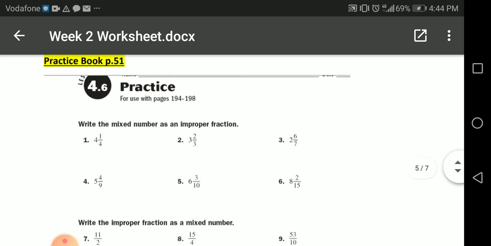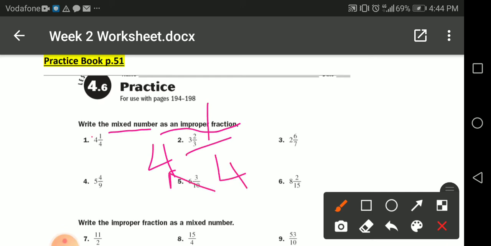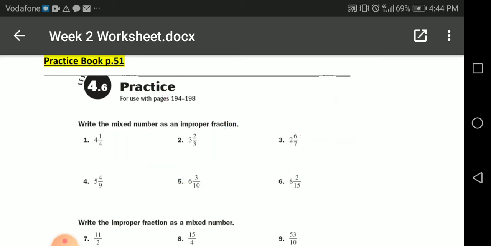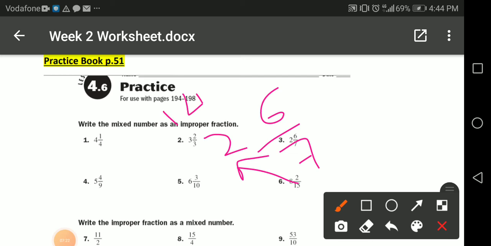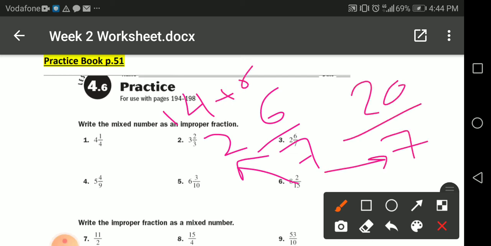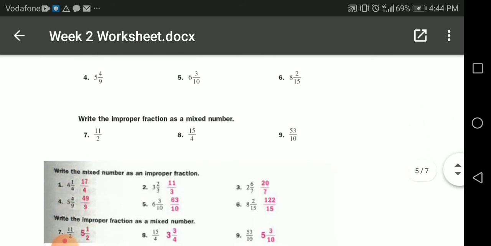I have here, it asks you what to do. Write the mixed number as an improper fraction. So 4 and 1 over 4: 4 times 4 is 16, plus 1 is 17. The denominator stays the same. Easy, easy. Another one, we have 2 and 6 over 7. 7 times 2 is 14. 14 plus 6 is 20. So it will be 20 over 7, the same denominator. Easy one. Now write an improper fraction as a mixed number.